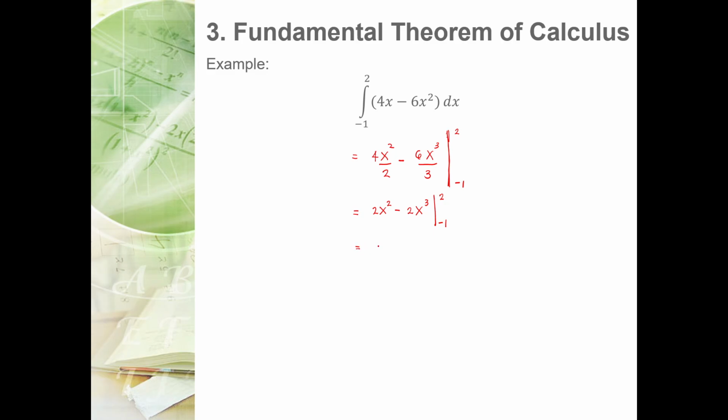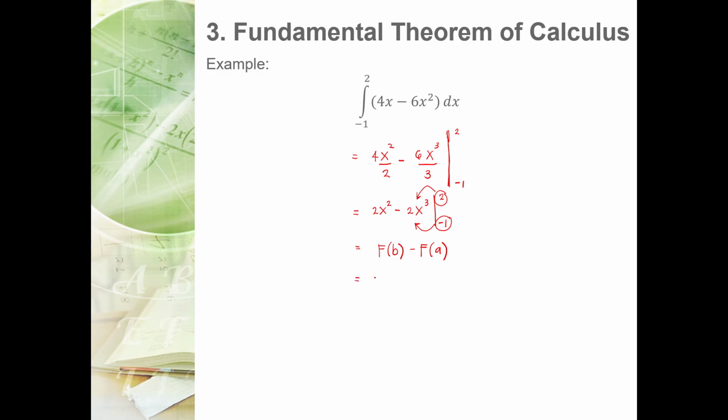So again, the limits of integration is from negative 1 to 2. So again, the formula is f of b minus f of a. So you really don't have to follow the formula as long as you know that you need to apply the upper limit first in the answer and then minus it with the answer in the lower limit. So pwede ra siya nga, you don't have to memorize f of b minus f of a as long as you know the concept that you need to subtract the upper limit with the lower limit.